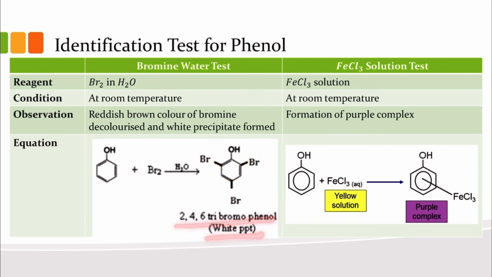Next, let's take a look at the FeCl3 solution test. The reagent used is FeCl3 solution at room temperature, and the observation is formation of a purple complex. So this is the equation related to the FeCl3 solution test.